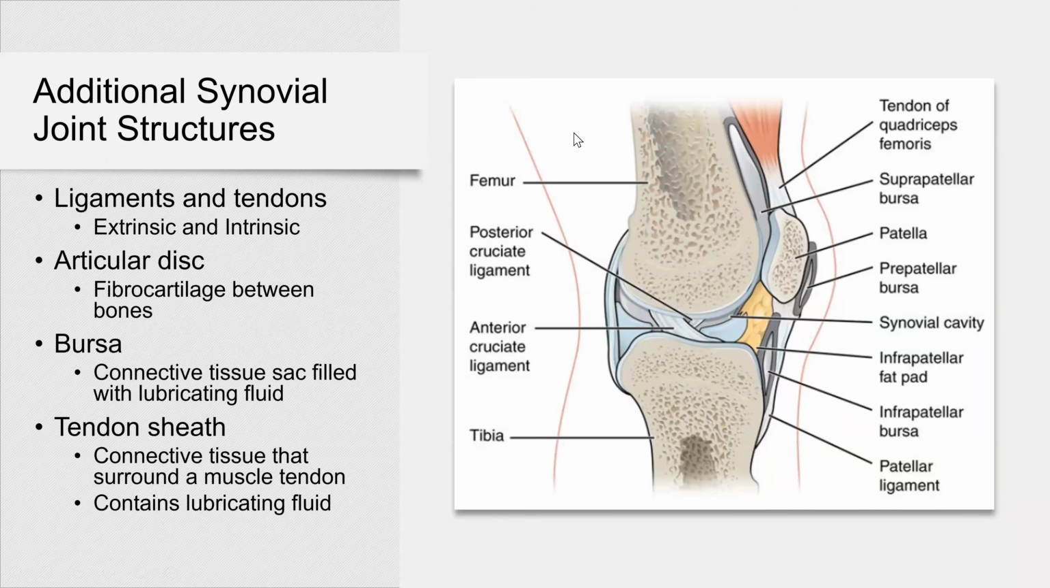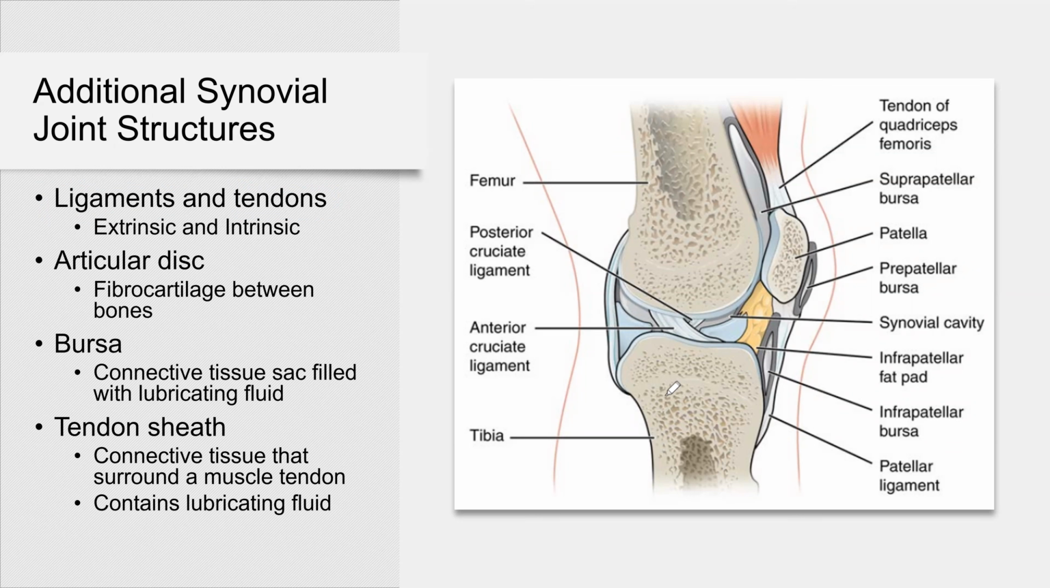There are also additional structures of the synovial joint. So it can be ligaments and tendons, extrinsic and intrinsic. Now, ligaments are connective tissue that holds bone together. Tendons attach muscles to the bones.